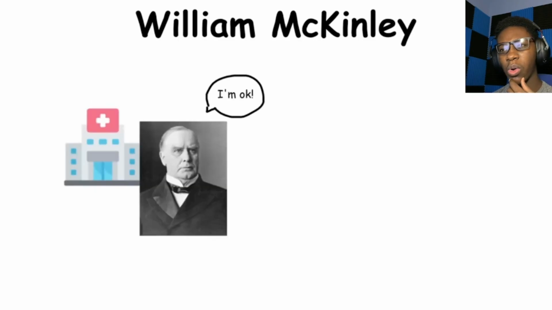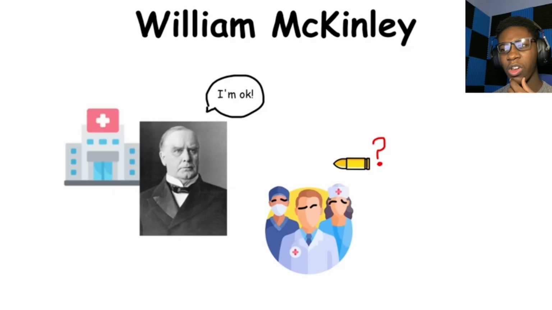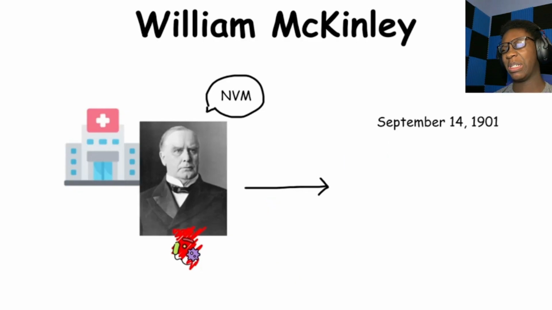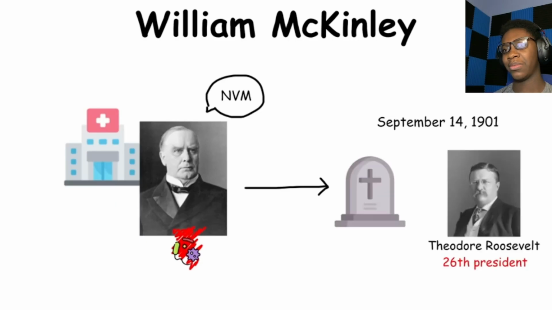McKinley initially seemed to be recovering after being taken to the hospital. Surgeons operated on him but could not find the second bullet. Despite early signs of improvement, McKinley's condition took a turn for the worse due to gangrene and infection setting in around the wounds. On September 14th, 1901, 8 days after being shot, McKinley died from his wounds, and Vice President Theodore Roosevelt was immediately sworn in as the 26th President of the United States.